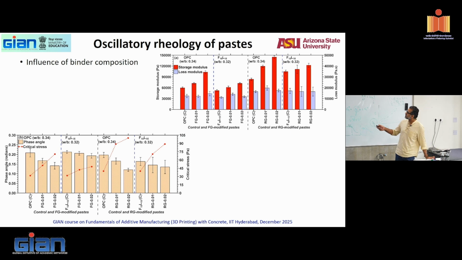Again, the influence of binder composition: different binders, OPC versus fly ash and limestone, different water-cement ratios. You will see how the storage modulus and loss modulus change, phase angle, critical stress, critical strain, all of that. So it's very similar ideas.